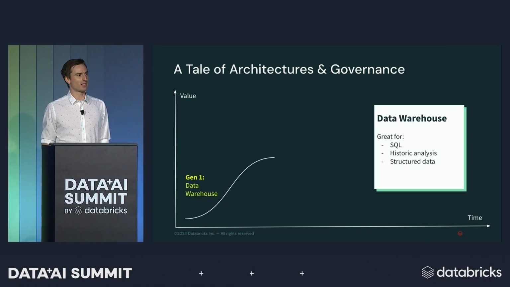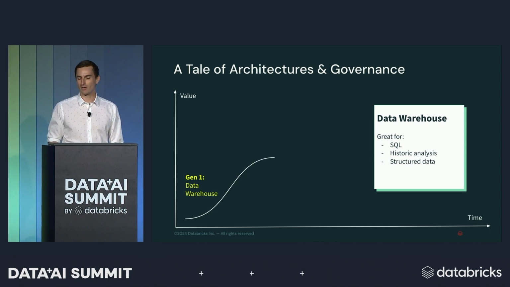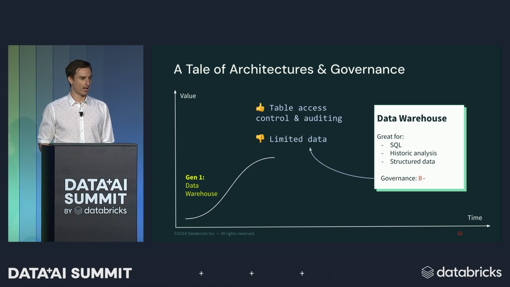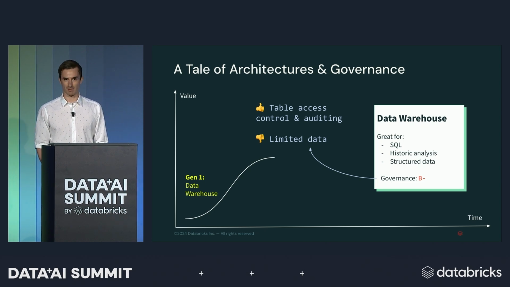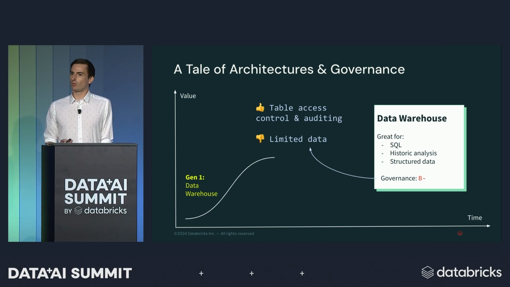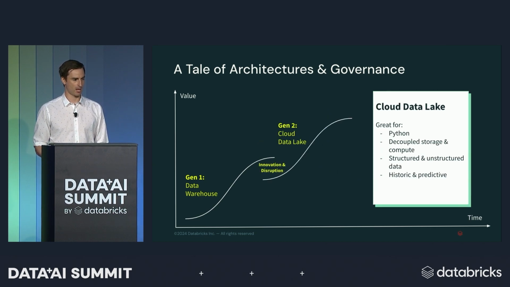So we started with a data warehouse. We loved it for many reasons. We had great SQL support. We could do historic analysis, great support for structured data. And from a governance perspective, it set us up reasonably well, right? We had things like ABAC, which gave us at least table-level access control and a very decent auditing story as well. On the negative side, it was only governing our structured data. So I give an overall B- score for our governance here.